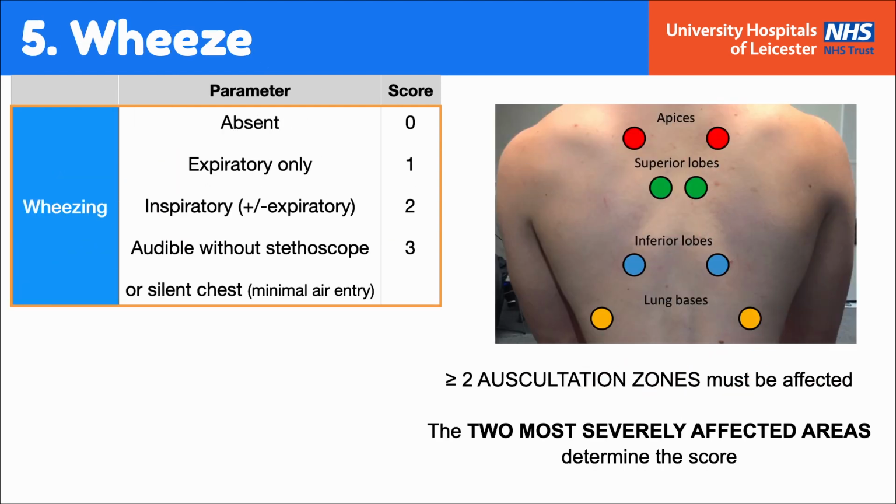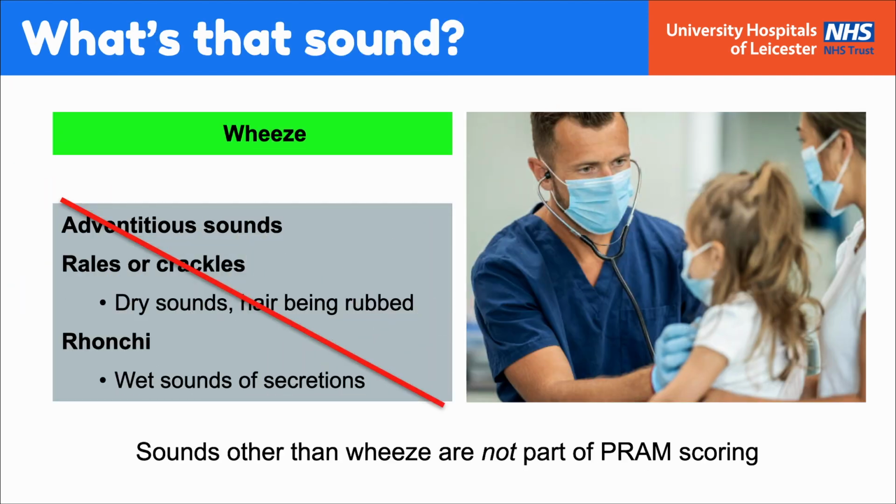Wheeze is a high-pitched whistling sound heard via narrowing of the airways, and the determination of wheeze is made by auscultation of the lung zones. So at least 2 auscultation zones must be affected to influence the PRAM score, and the 2 most severely affected areas determine the score. Other sounds may be heard on auscultation, but these must be distinguished from wheezing. Wheeze is the only sound which can influence the PRAM score. Other sounds such as adventitious sounds, rales, crackles, or rhonchi should not influence the score and should be ignored for this purpose.